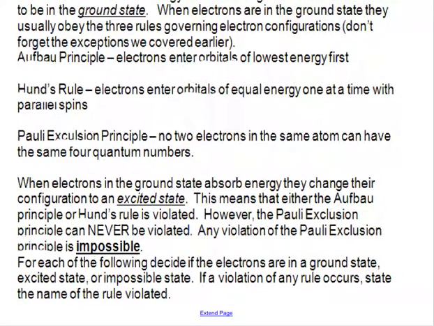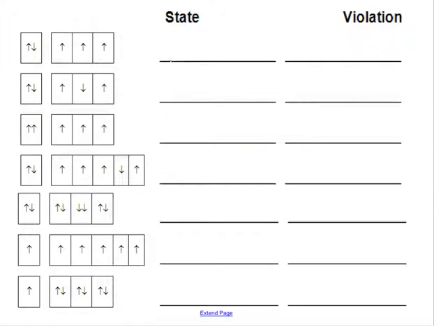So we're going to practice. We already kind of talked about these. The only one we didn't really mention was the Pauli exclusion principle, and I'll talk about it when I get there. So you're going to tell me if this is an excited state or a ground state, or if it's just impossible, and what violation it is. So looking at this first one, is there anything wrong with that? Nope. This is ground. All right, this next one, what's wrong?